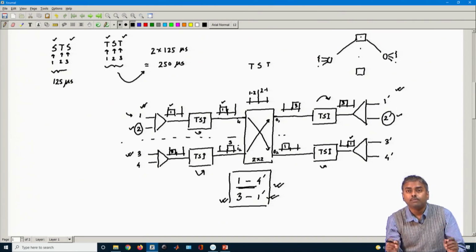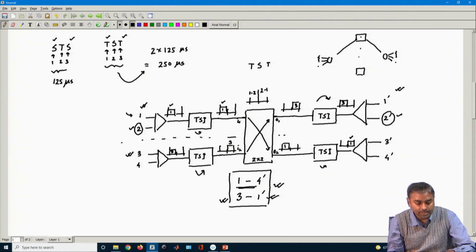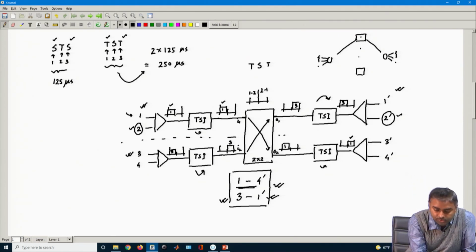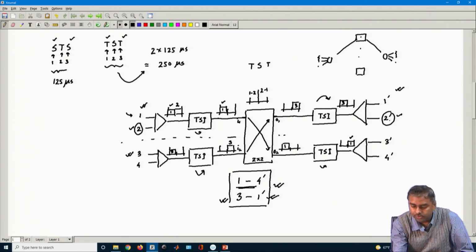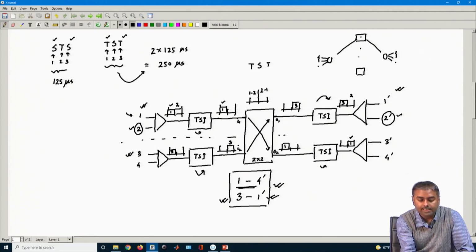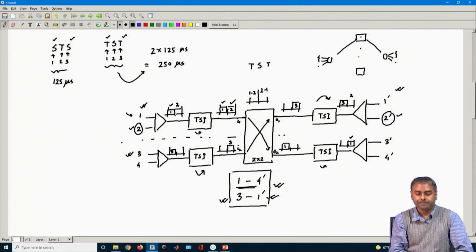Now, for the blocking case. I want a connectivity between 2 and 2 dash. Let us see whether I can do that. 2's data will be here, and I have no option for this. If I have to connect 2 to 2 dash, 2's data should come here in the second slot only. What option do I have at the TSI, because 1's data is already occupying the first slot after the TSI? So, I must put 2 here. There is no other way.